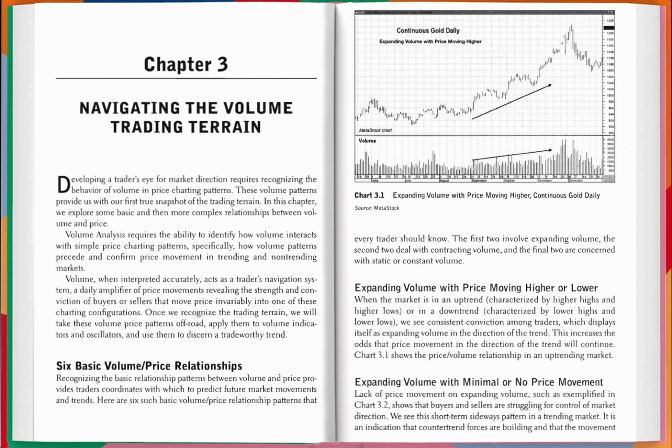Chapter 3. Navigating the volume trading terrain. Developing a trader's eye for market direction requires recognizing the behavior of volume in price charting patterns. These volume patterns provide us with our first true snapshot of the trading terrain. In this chapter, we explore some basic and then more complex relationships between volume and price. Volume analysis requires the ability to identify how volume interacts with simple price charting patterns, specifically, how volume patterns precede and confirm price movement in trending and non-trending markets.